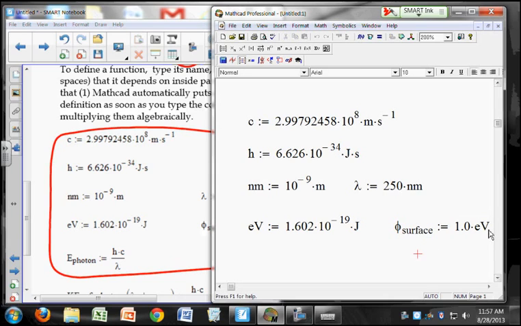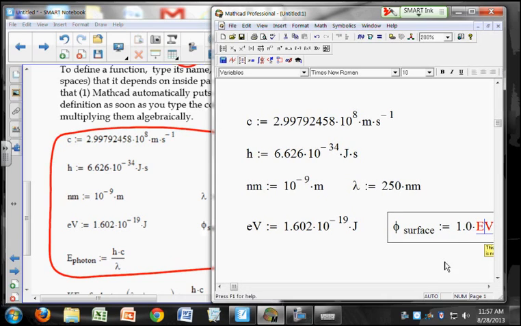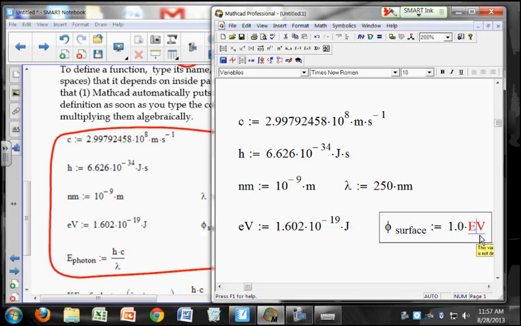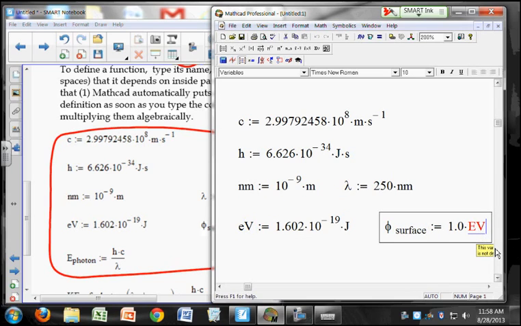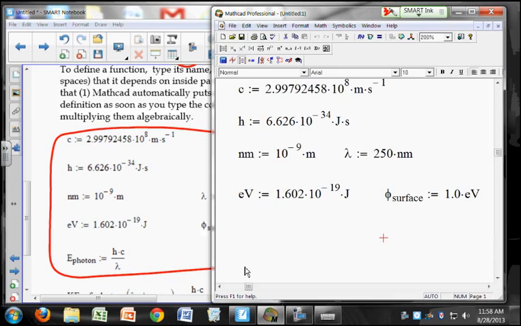Okay, now what if I were to type capital EV? It doesn't know what capital EV is because Mathcad's variable names and units are case sensitive. So if this is lowercase, capital EV is not defined at this point. So make sure you enter things exactly the same way each time you use it.